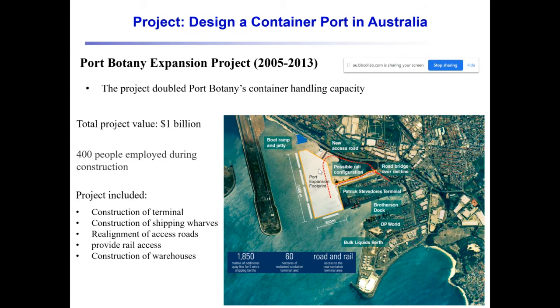So what we are going to do in this project, we are somehow going to simulate the same thing similar to the Port Botany expansion project. And the parts that we are going to focus on are the construction of the terminal. So we are going to design a rigid pavement, the industrial floor for the terminal. The other part that we are going to work on is the realignment of the access road. We are going to design flexible pavement, different types of flexible pavements for the access road to the port. And also we are going to design new warehouses or the storage for the port.